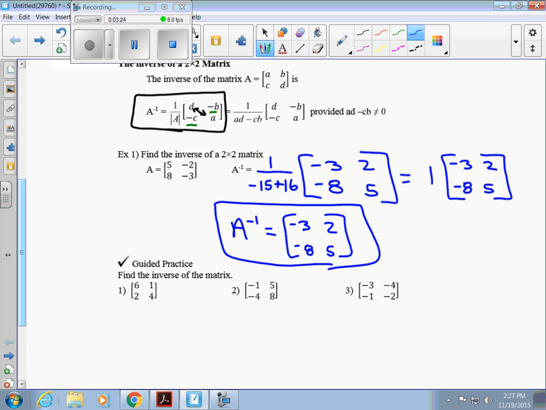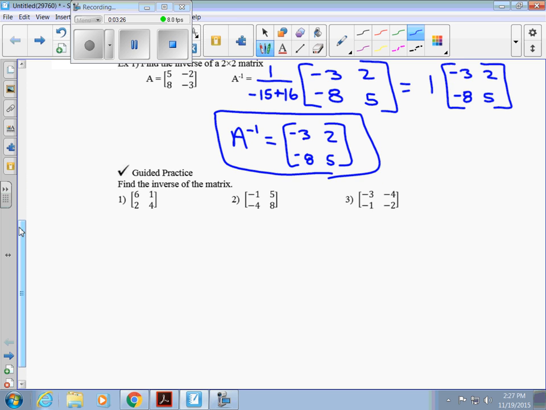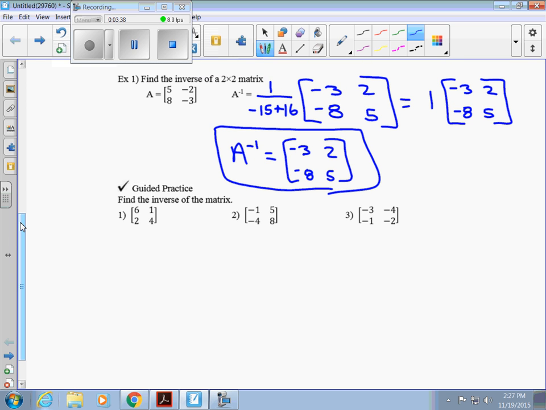So what I want you to do is go down to the guided practice questions 1, 2, and 3. You don't have to do them all, but go ahead and try at least 1 or 2 of those and try to find the inverse of that matrix. And then you can hit pause in the video when you are ready to do so, and then hit play when you're ready to resume.